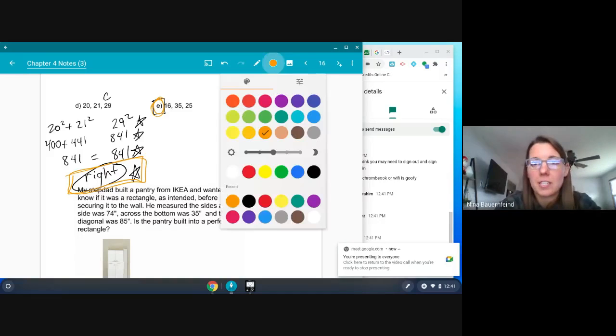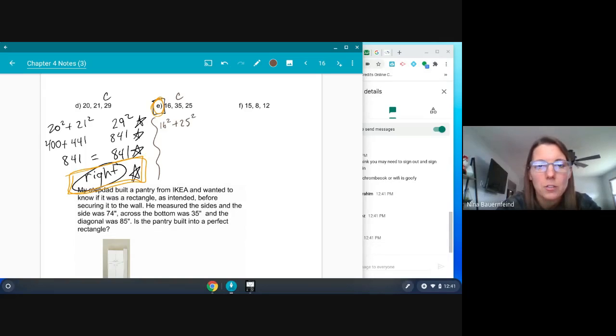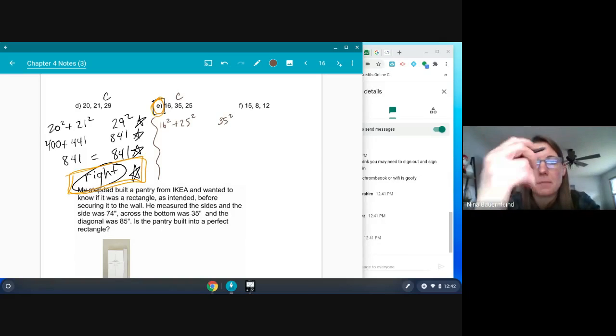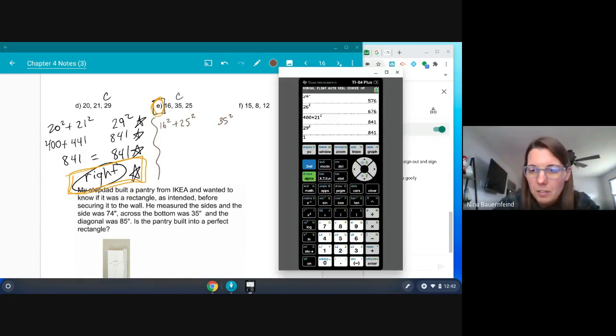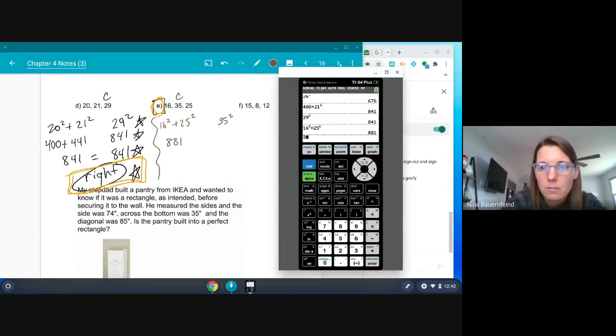Okay, I'm going to start to set it up just to see if you guys are on the right track here. So this is C. I'm hoping you guys got that. So 16 squared plus 25 squared is over here, and then we're going to do 35 squared over on that side. Okay. So you could type this all in your calculator at once. 16 squared plus 25 squared, and that's 881. And then over here, 35 squared. That is 1225.